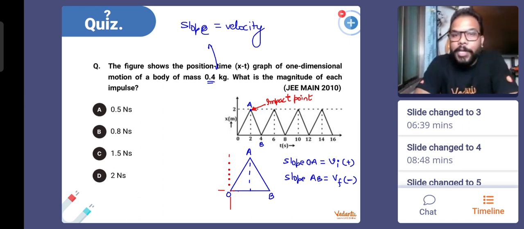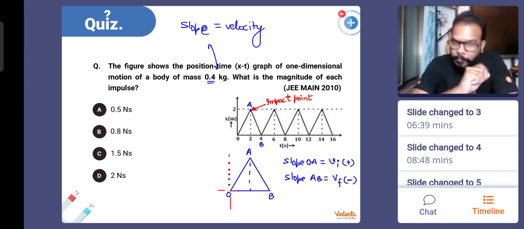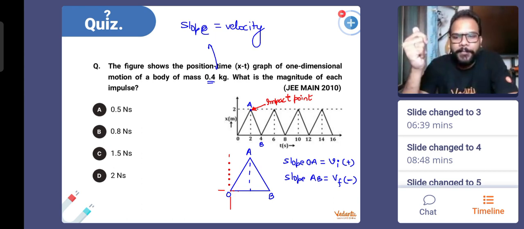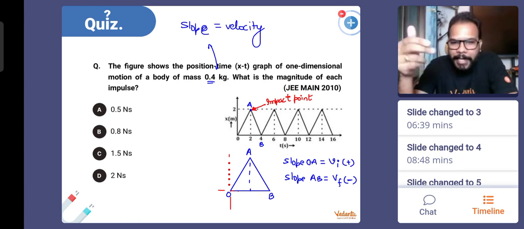Where do you think the change in direction happened? At which point the change in direction happened on the graph? At A. And that happened within a fraction of seconds. So that is the impact point, where the force acted for a fraction of seconds on the body. Are you guys getting my point? Right, everyone? Yes, O to A is initial velocity, A to B is final velocity.